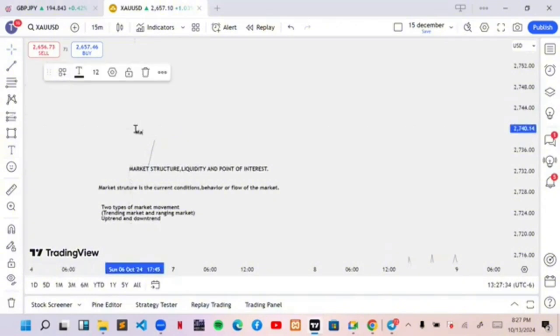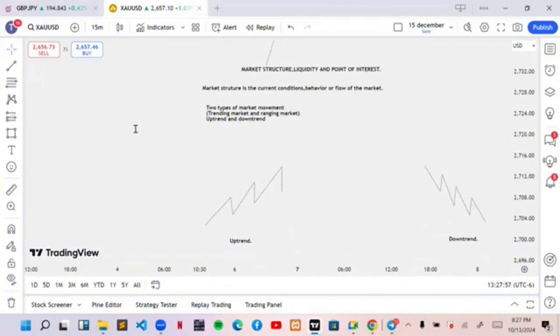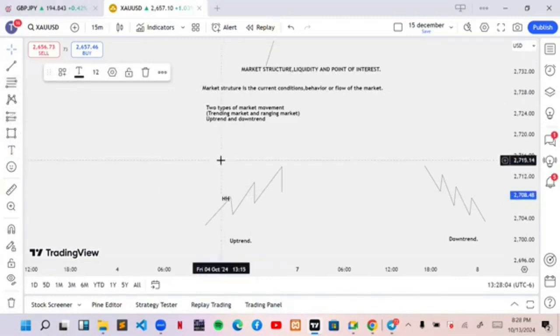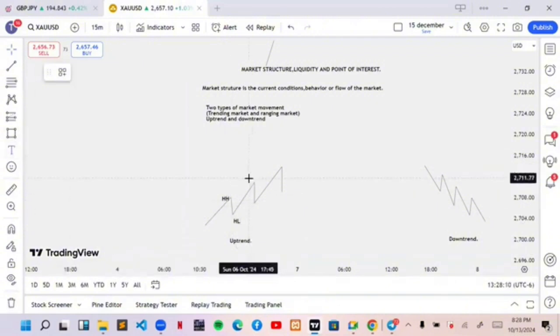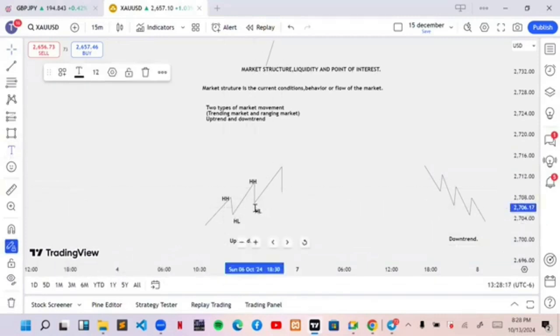So, market structure shifts. I'll first of all take what a market structure shift is. A market structure shift is an indication that the current trend is about to end and a new one is about to begin in the opposite direction. What do I mean by that? When the market is in an uptrend, the behavior of an uptrend is a series of higher highs and higher lows. Here you can see this is the higher high. I will signify that with HH, higher high. And this is the higher low, also with HL. This is the higher high. This is the higher low. This is the higher high. This is the higher low.